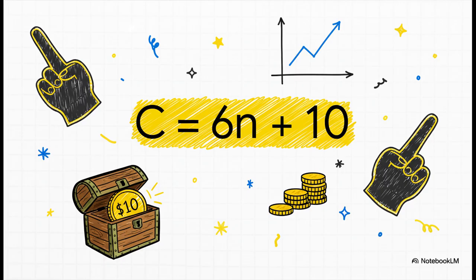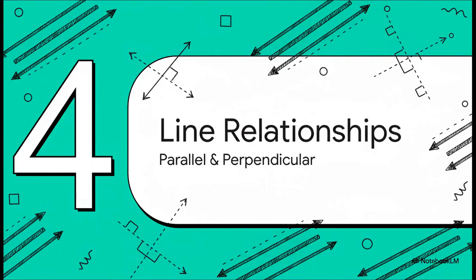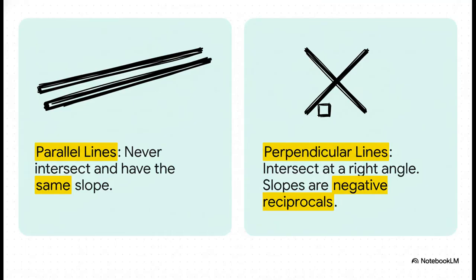Pretty cool, right? All right, so we're getting pretty good at building a single line. But what happens when we have two lines interacting in the same space? How do they relate to each other? Let's take a look. This is actually beautifully simple. For two lines to be parallel, like train tracks running alongside each other forever without crossing, they have to have the exact same slope, the same steepness.